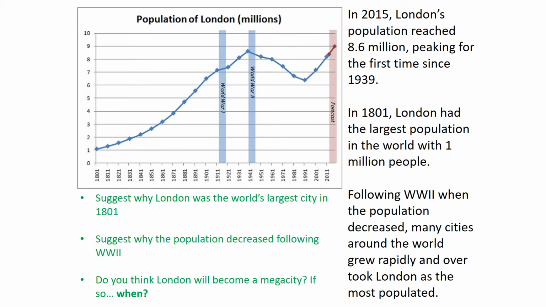So in 2015, London's population reached 8.6 million, which is the peak since 1939. However, in 1801, London had the largest population in the world with only a single million people. You can see that just over here where my laser pointer is. From World War II, when the population decreased, many cities around the world grew rapidly and took over from London as the most populated.